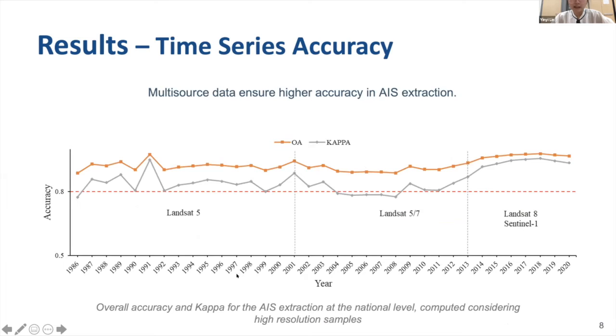And this slide shows the accuracy across the whole time period. As we can see, the overall accuracy is higher than 80%. And after 2014, the integration of SAR data ensures higher accuracy in the AIS extraction.